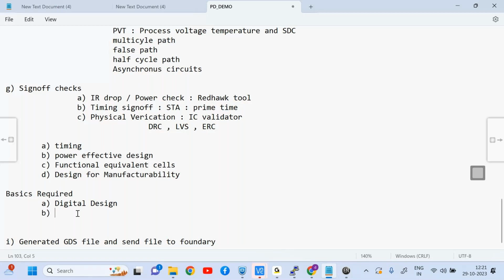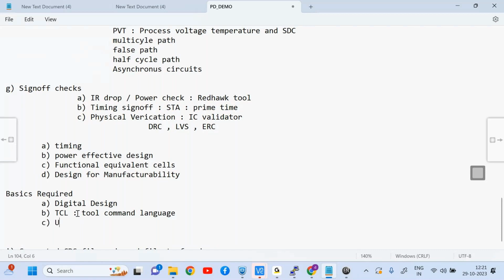And you want TCL, tool command language. You should also know Unix, because normal EDA tools use the Unix operating system to work. One advantage of the Unix operating system is that it has built-in commands that are very helpful to do the work very easily.